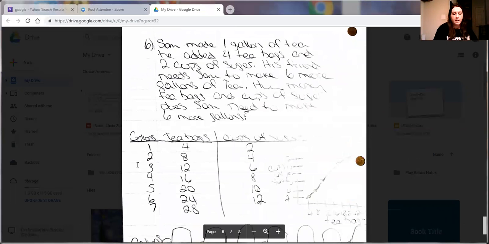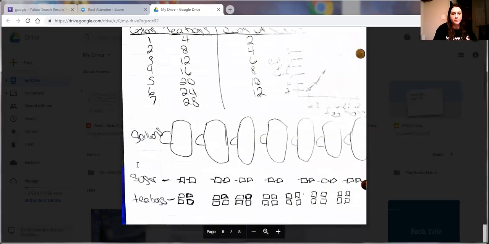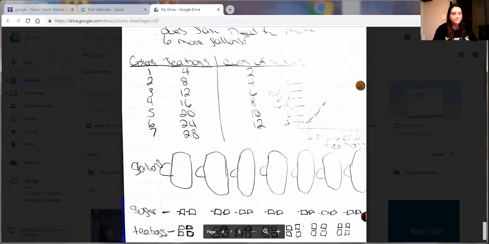So I'm going to read it to you, and I'm going to bring this down where you can see my graph. Okay. Sam made 1 gallon of tea. He added 4 tea bags and 2 cups of sugar to each gallon. His friend needs Sam to make 6 more gallons of tea. How many tea bags and cups of sugar does Sam need to make 6 more gallons?